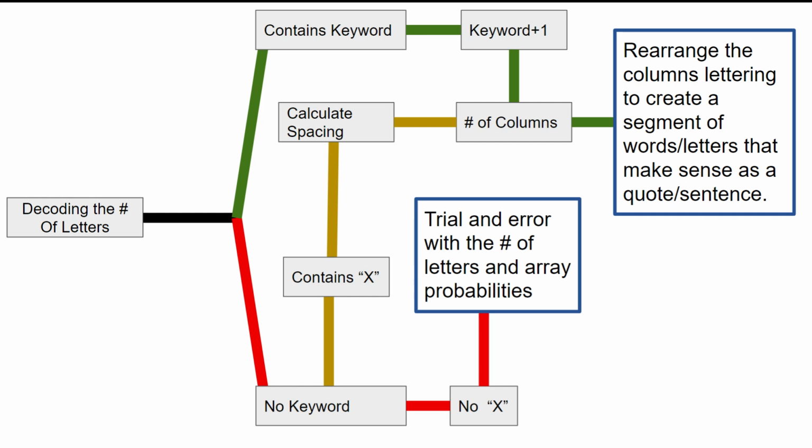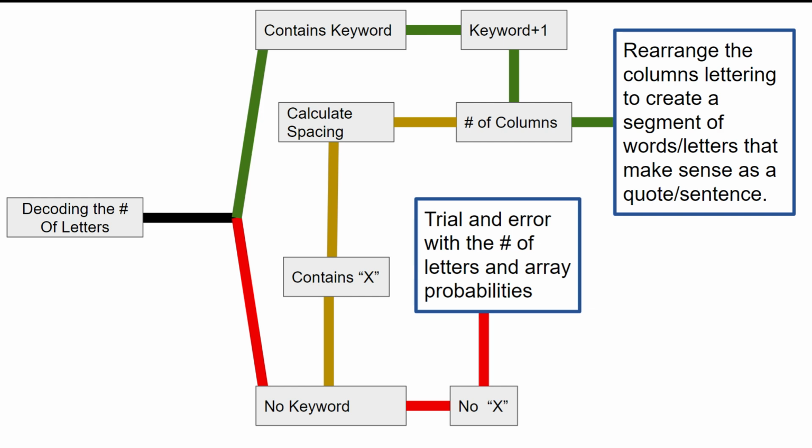If the cipher does give us a keyword, which is following the green path right now, we will add 1 to however many letters are in the keyword, and this will give us the amount of columns that we have. Having a columnar cipher that gives you a hint, or better known as a crib, is extremely unlikely, but it's important to know the formula so that you can solve it fast if they do give you that crib or that keyword.